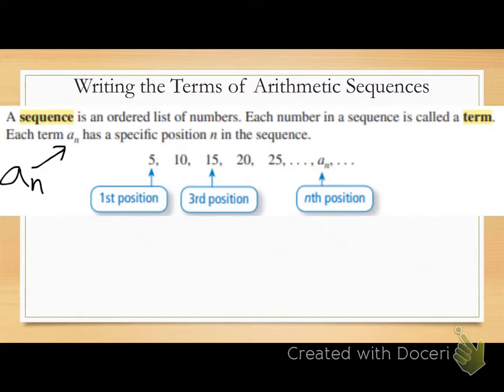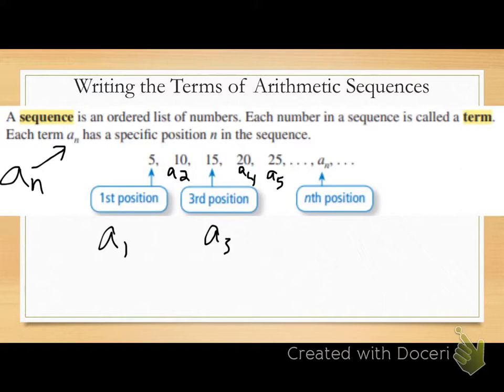So it gives us an example down here of a sequence. We have 5, 10, 15, 20, 25. The dots after the sequence just mean that the sequence is carrying on and on forever and ever. So 5 is in the first position of the sequence. That would be our first term, so we would denote it as a sub 1. 10, that'd be a sub what? 2. 15, a sub 3. 20, a sub 4. 25, a sub 5. And then a sub n is in the nth position. It's the nth term of my sequence.